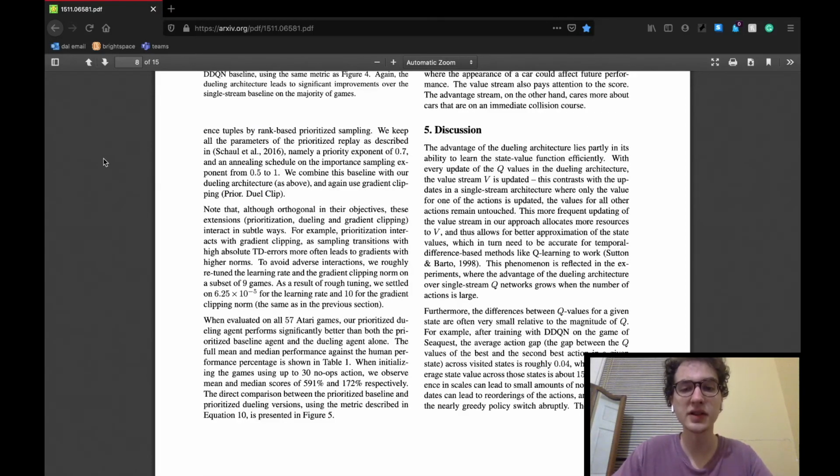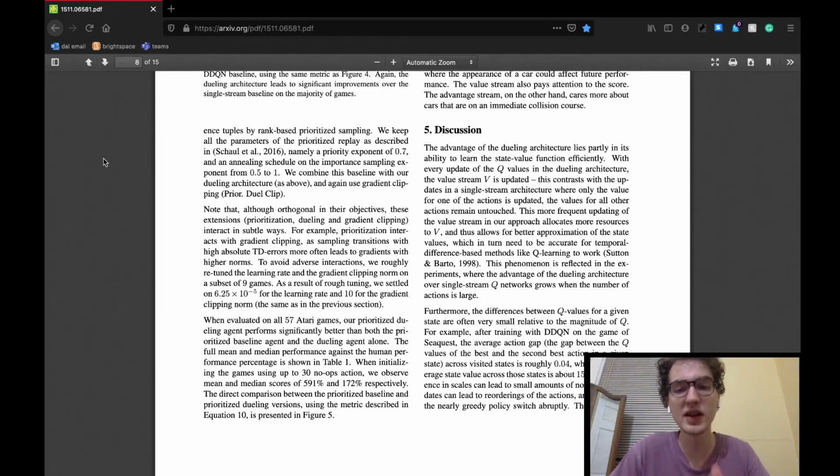The discussion section discusses the advantages of the Dueling network, which they say is that it can update its state value stream every time a Q value is updated. This contrasts single-streamed architectures, as they only update the value for one action, the rest remaining untouched. They say the more frequently the value stream updates, the more resources will be allocated to the V function, which allows for better approximations of the state value.